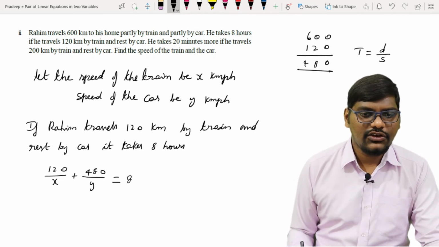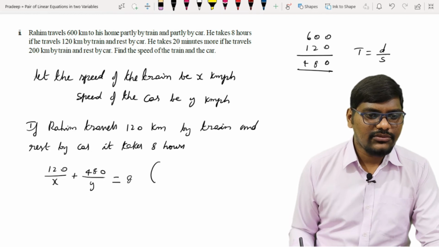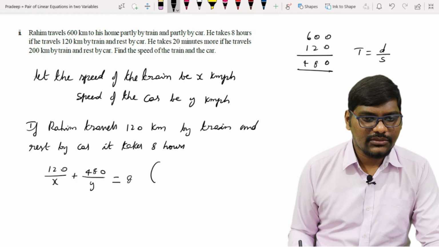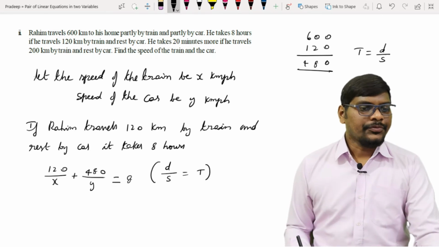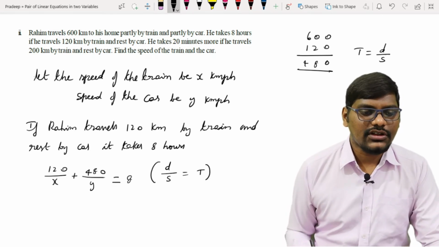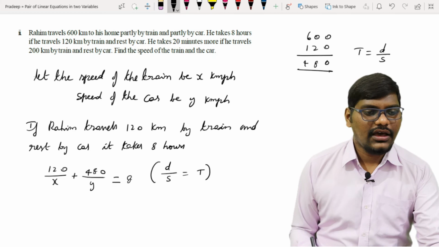So this is exactly looking like this, right? This is the time and this is the distance and this is the speed. So that is nothing but distance by speed equal to time. This formula we just used over here. Okay, so we'll see the second condition also, that is right here.